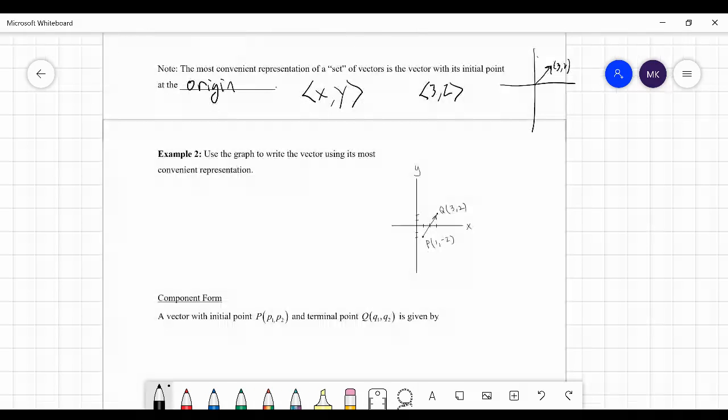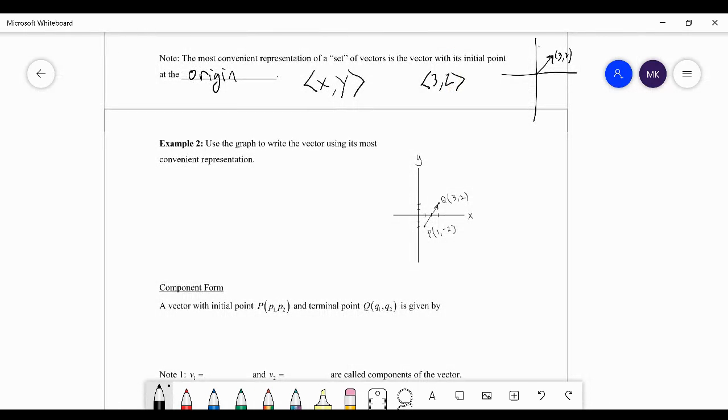So let's use the graph to write the vector using its most convenient representation. In other words, I want to find the equivalent vector to this vector here, PQ, that has its initial point at the origin and goes from there. And so the way we can do that is we can really just think of this as moving left and right and moving up and down.